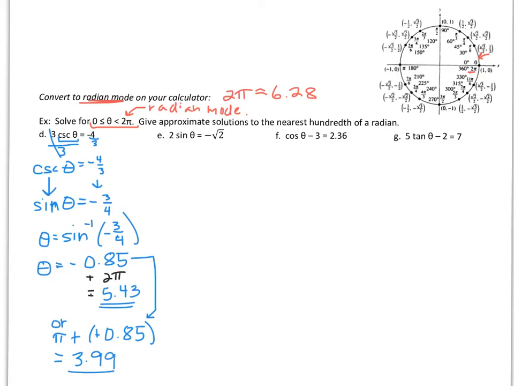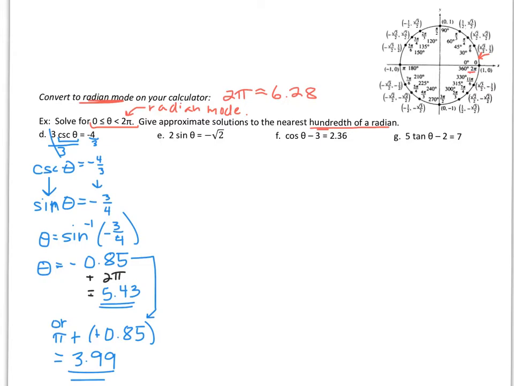I guess another thing I should have pointed out in the directions, did you see where it said nearest hundredth of a radian? Anytime we deal with radian answers, we go to the nearest hundredth, so I apologize for not stating that earlier. If you were confused about why we didn't go to the 10th, that would be why. All right, there's our first example, D.